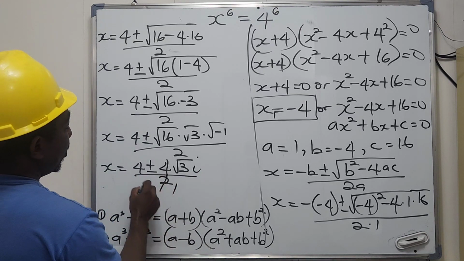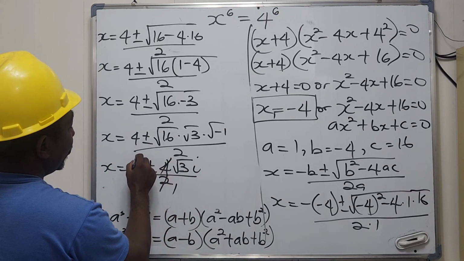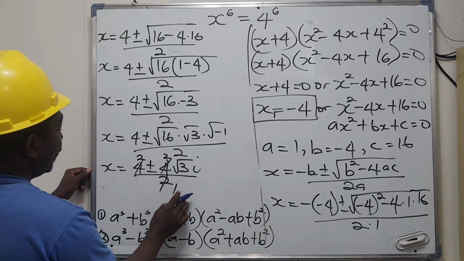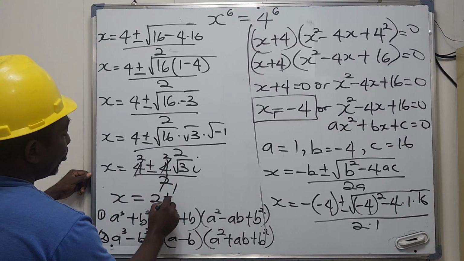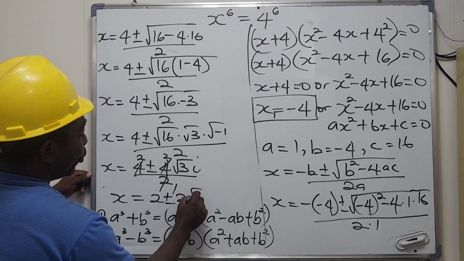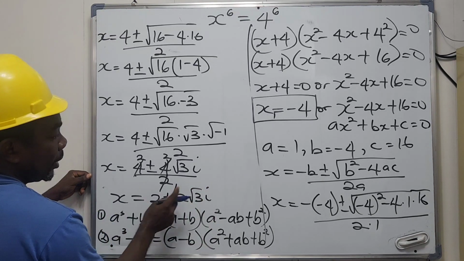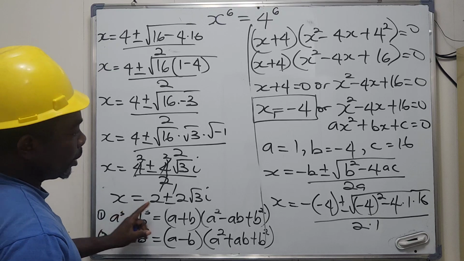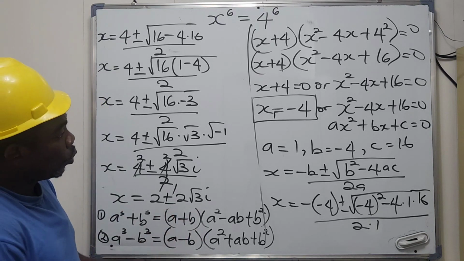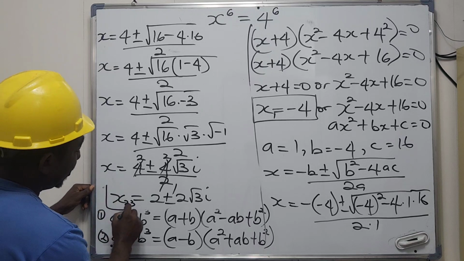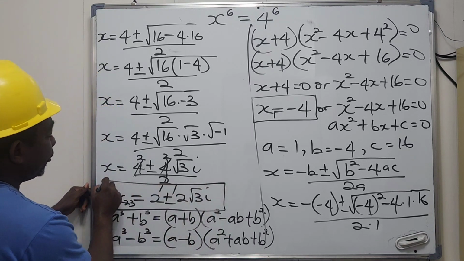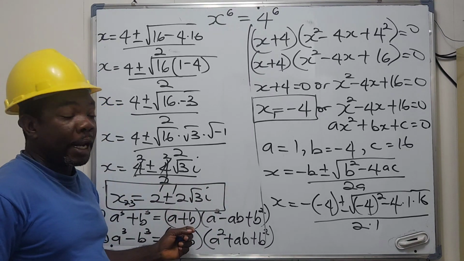Here 2 cancels, here 1 and 2 cancel, and it cancels here. We have 2 and we have 2. Therefore, our value of x will become 2 plus or minus 2 root 3i. So this is the second value of x, which is 2 solutions. We have x1 here, so this will be x2 and x3. So this is the second set of solutions of x that we have.